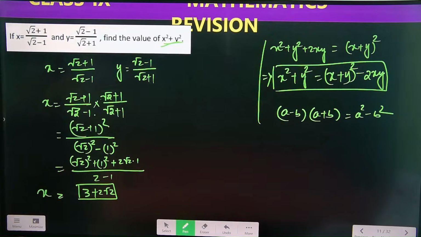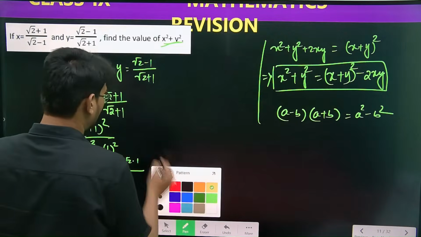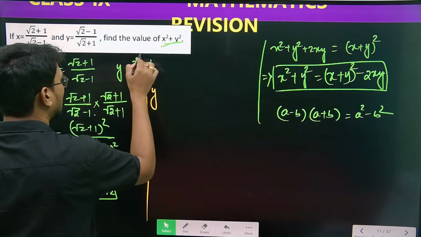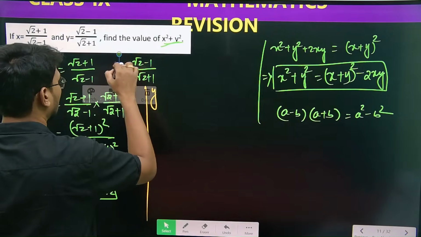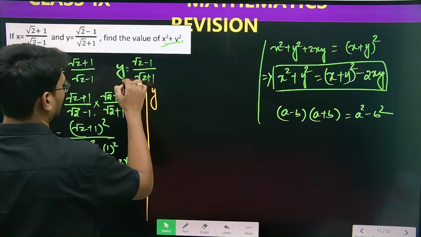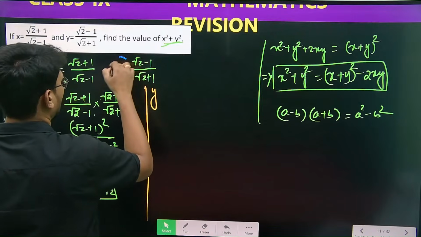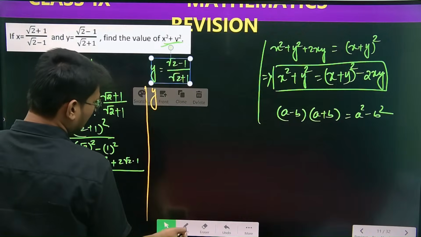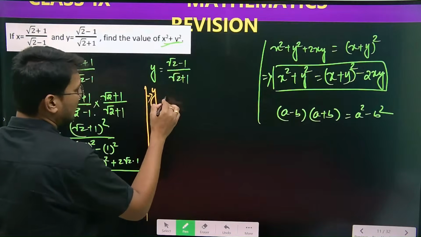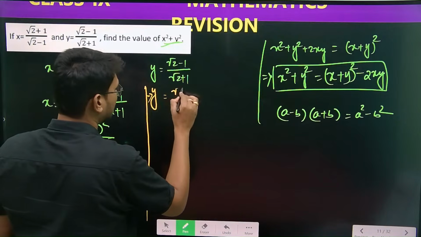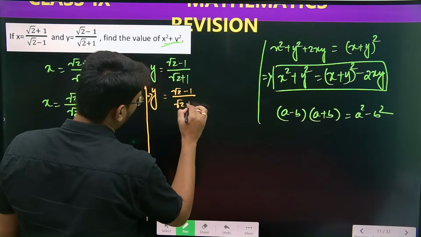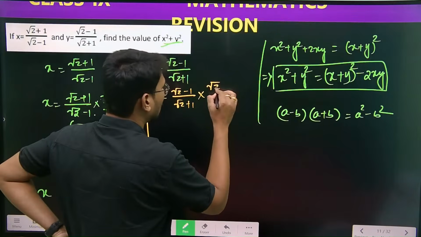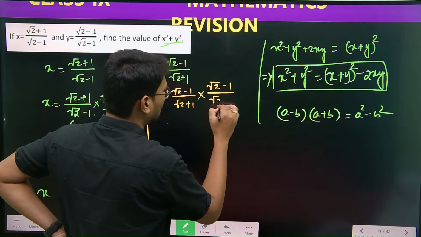x is this. Okay. Similarly, I am solving y here. What is y? This is the y value given, right? So I'm writing here. So this implies y equals, again we have to rationalize it, root 2 minus 1 by root 2 plus 1 multiplied by its conjugate. What is the conjugate? Root 2 minus 1 by root 2 minus 1.